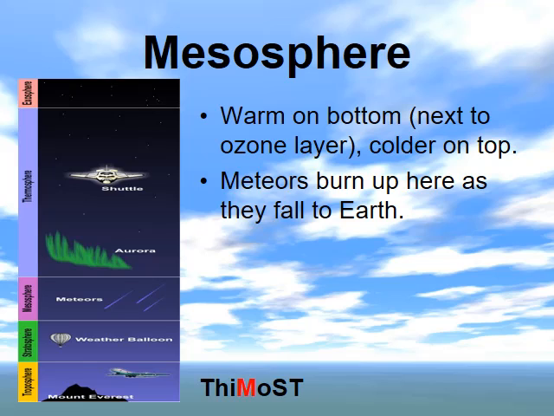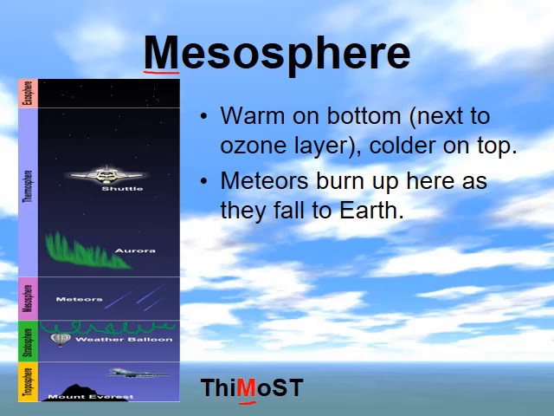The mesosphere is the next layer up, and that's the capital M in thigh-most. It's warm on the bottom because it's next to the ozone layer, which, if you remember, I drew in before in green like this. It's next to the ozone layer, which makes it warm down there near the ozone layer, and it's colder on top.